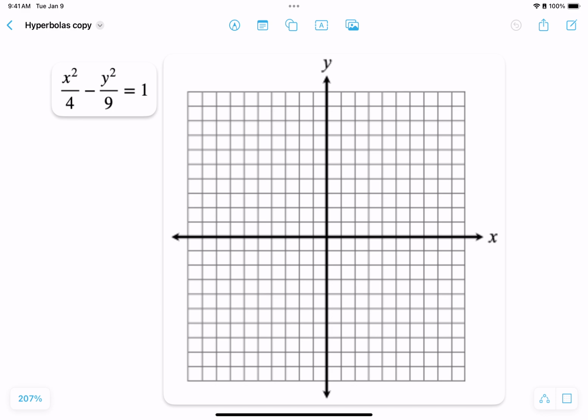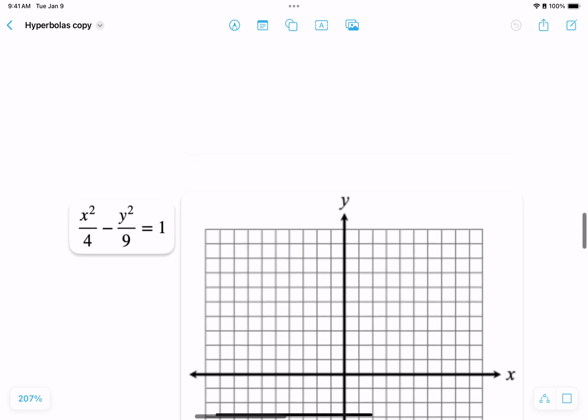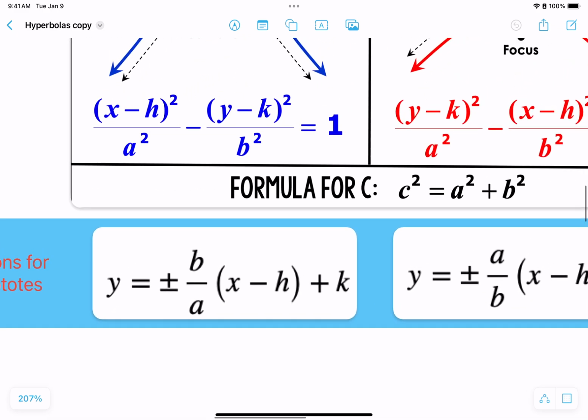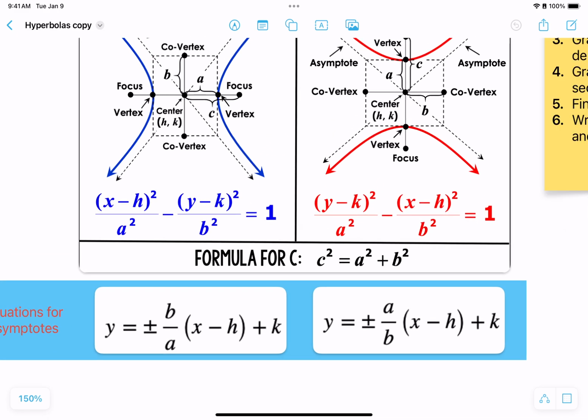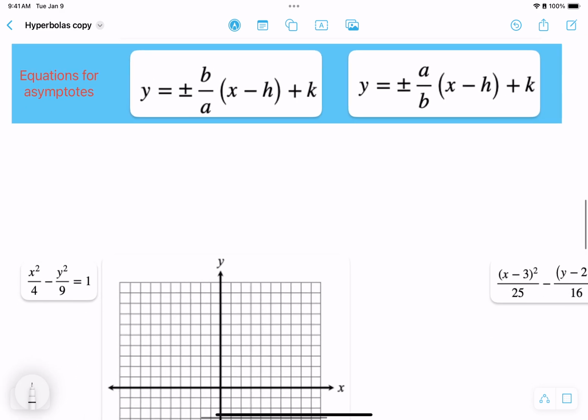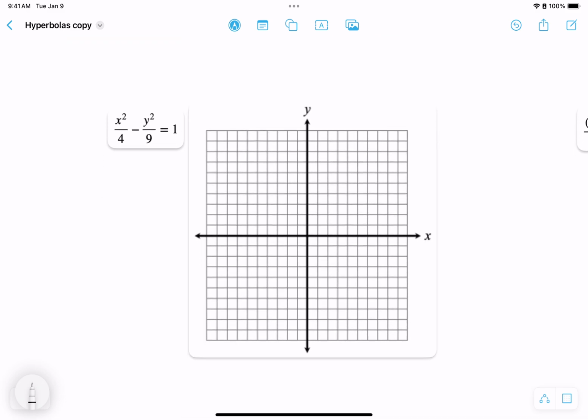So now I'm going to go look at my two equations, and I'm going to see if I can figure out if this is a vertical or a horizontal hyperbola. What is the difference in standard form for vertical and horizontal hyperbolas? Right. So if the x comes first, like it does right here, that is a horizontal. And if the y comes first, it's a vertical. So look at this one. The x comes first. That means this is going to be a horizontal hyperbola.